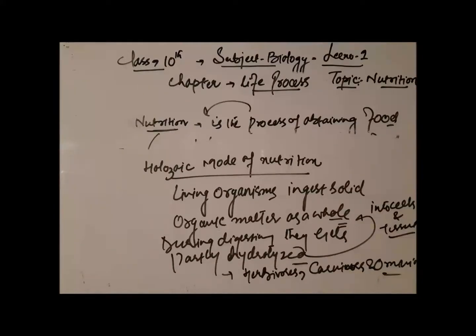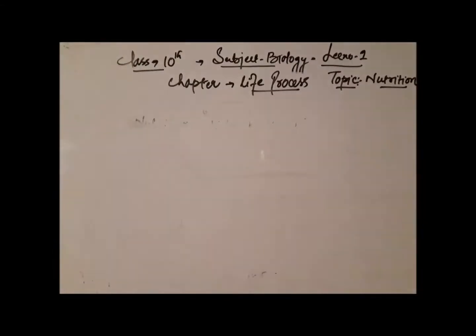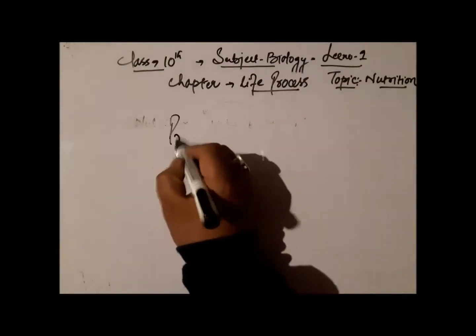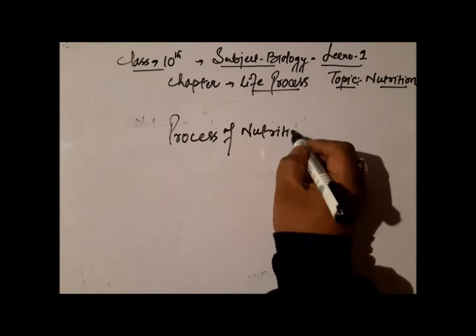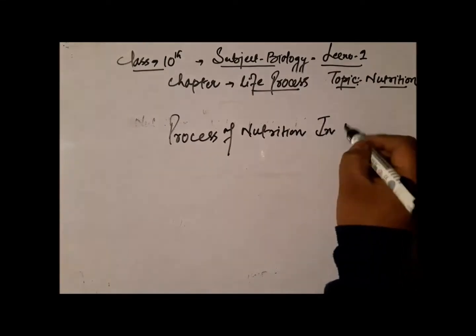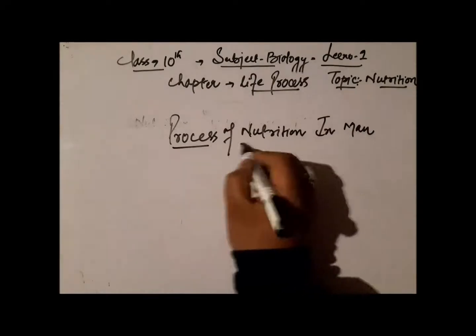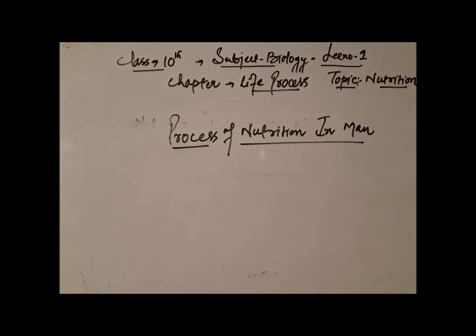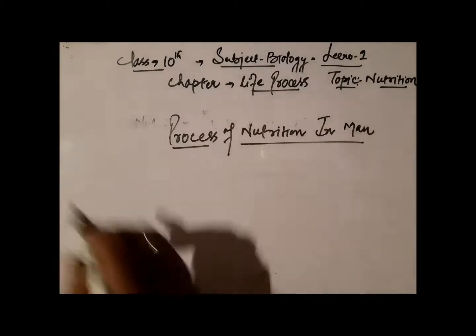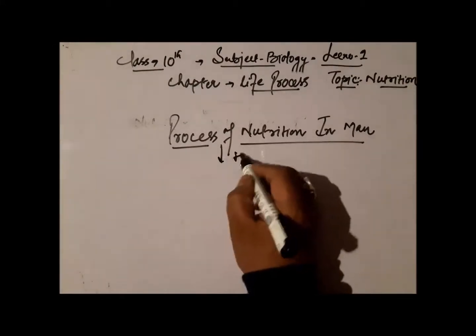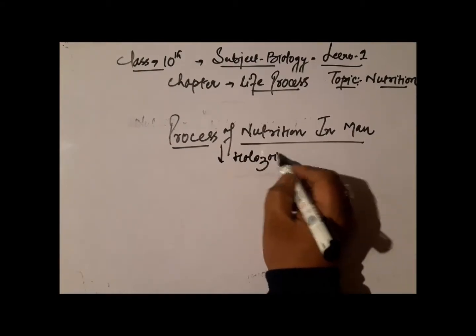Now there is a second question, that is the process of nutrition in man. The first question was nutrition and its types, and the second question is the process of nutrition in man. As we know, man is heterotroph, and the mode of nutrition in man is holozoic.